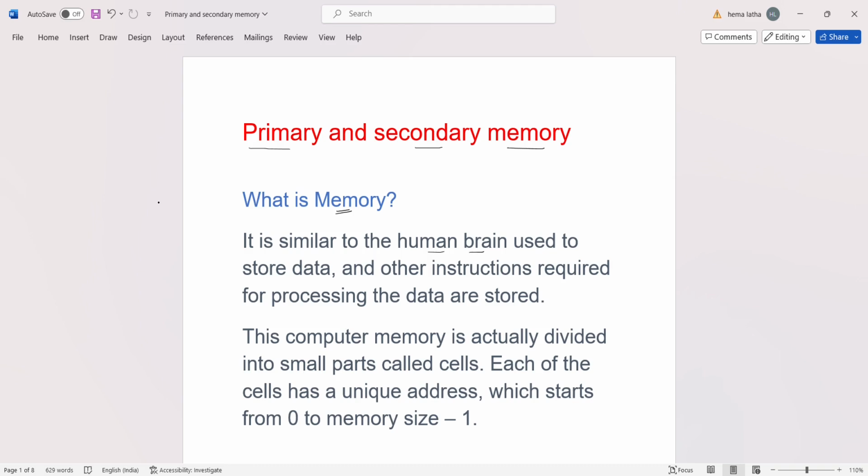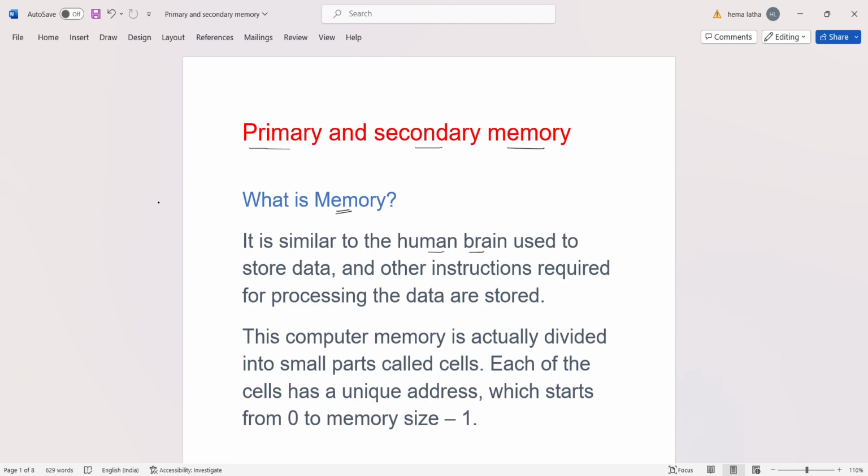Generally, we can remember the date of birth of ours or our family members, which school we have studied in, and then intermediate, college, everything we can remember, because our brain is storing all the data. In that way, for a computer, memory is important. It will store all the instructions which are going to be processed, or already saved data, everything it will store. So for that only, a computer needs memory.